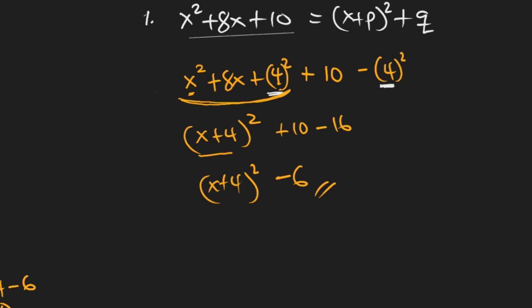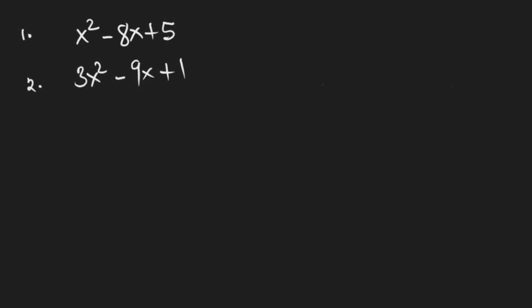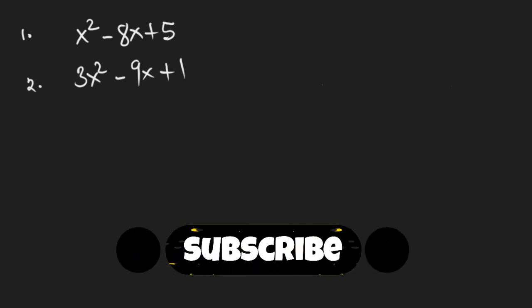I'm going to give you two examples to try. So you solve it and then you show us your answer in the comment section. We are going to acknowledge you in our next video. So try these examples. We have x squared minus 8x plus 5, and then 3x squared minus 9x plus 1. So you solve it, you drop your answers in the comment section. We'll look at it, and then in our next video, we'll acknowledge all those whose answers are correct.